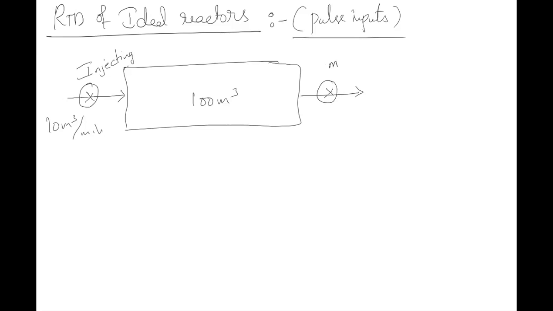This is where I am measuring. Can you draw how the RTD of an ideal reactor looks? First, draw the shape of the RTD. Can you draw what the RTD of a PFR is? This is what we are writing, an ideal PFR. What do you get, a vertical straight line? Is it right? Why do you get a vertical straight line?